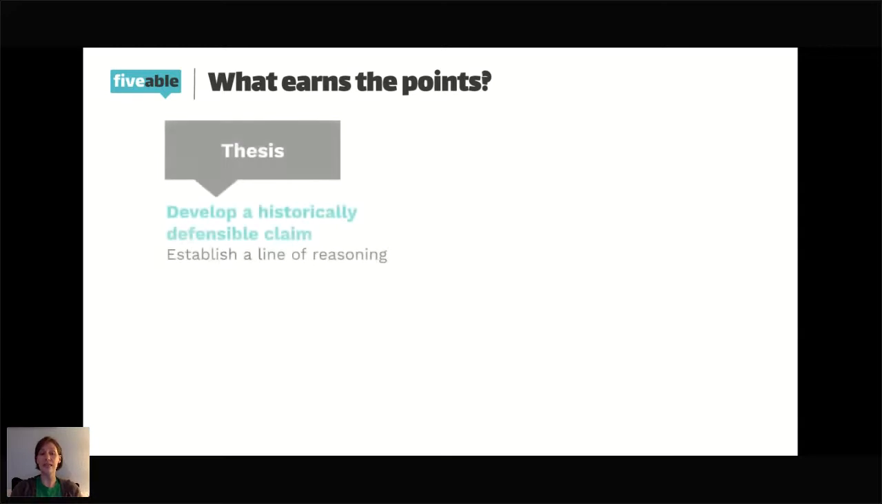The first is the thesis. And I saw a number of people in the polls who are really concerned about writing the thesis. So let's talk big picture here first, and then we can dive into some nuts and bolts on what a thesis should look like. From the College Board rubric, the thesis needs to do 2 things. It needs to develop a historically defensible claim, and it needs to establish a line of reasoning. So let's talk about what those terms mean.